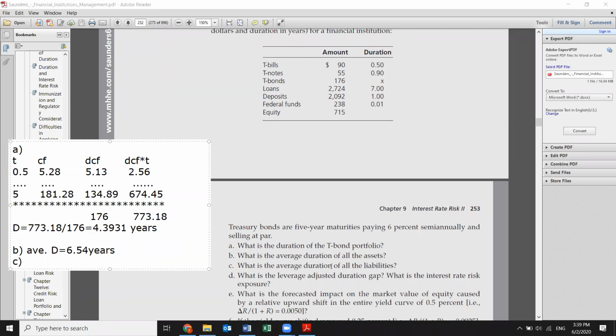Part C: what is the average duration of all liabilities? Okay, this was for all assets, and the liabilities start in here, guys. It starts from deposits, Fed funds. So there are two components of the liability. To remind you, the average duration of assets should be divided by the total assets. You add them up and divide by this. And the liabilities should be divided by total assets as well.